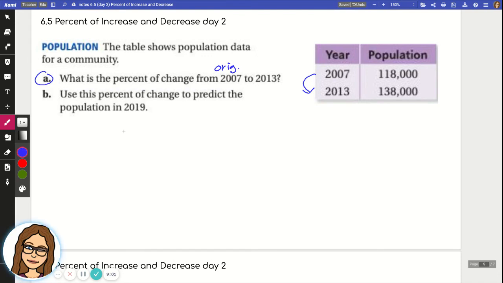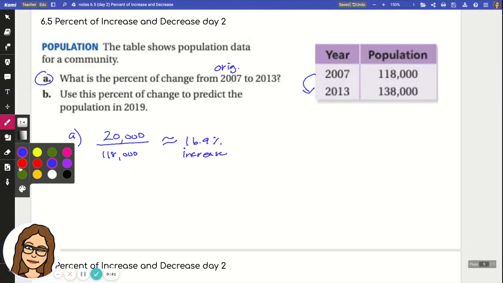The first thing we have to do is find the difference, and you can look at these numbers pretty easily and see that the difference is 20,000 over the original, which is 118,000. Then this as a percent: 20,000 divided by 118,000. We'll go to the nearest tenth of a percent. This ends up being 16.9%, and we know that is an increase. Nothing's changed with that.